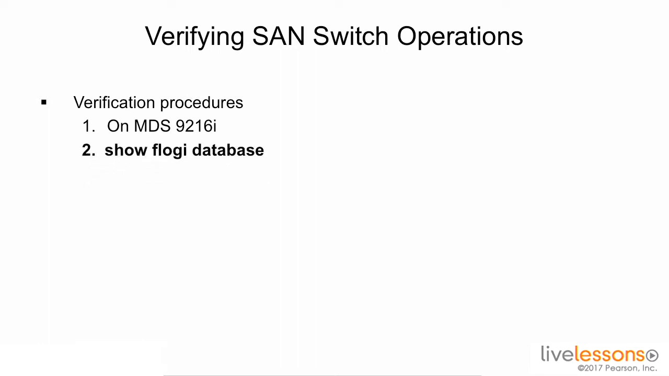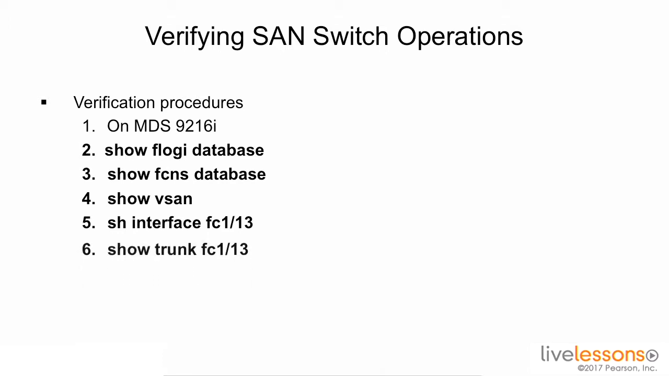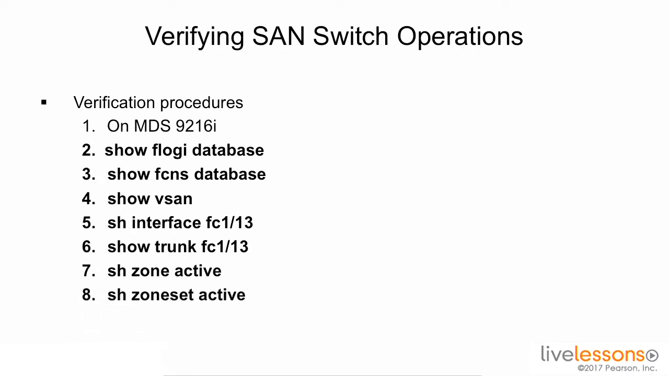The first thing we want to take a look at is our show flogi database. We're then going to take a look at our FCNS database. We're going to take a look at our VSANs, our individual interfaces, the interfaces that are running in trunking mode, as well as which zones and zone sets are active in our configuration, and then finally the different information that we can see in our running configuration. So let's go take a look at the switch.